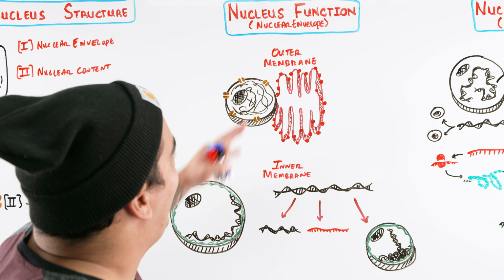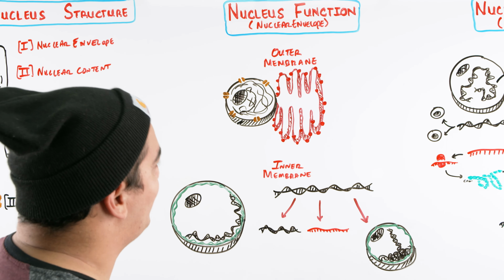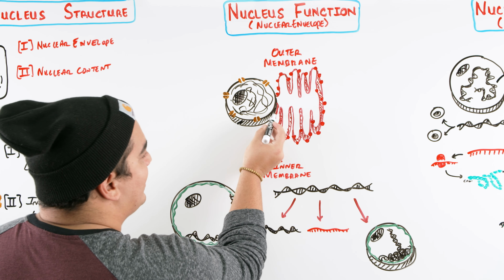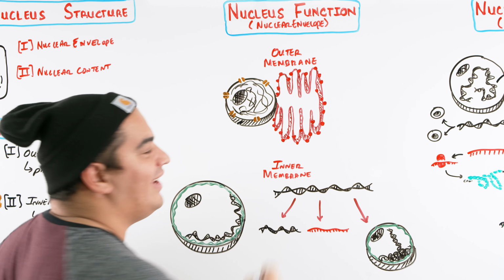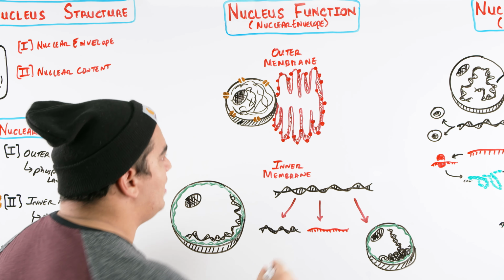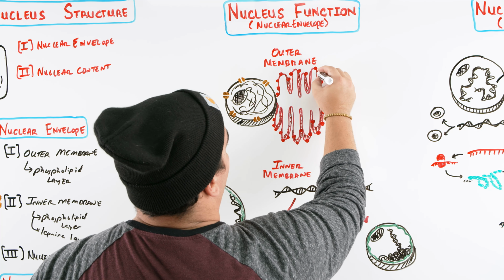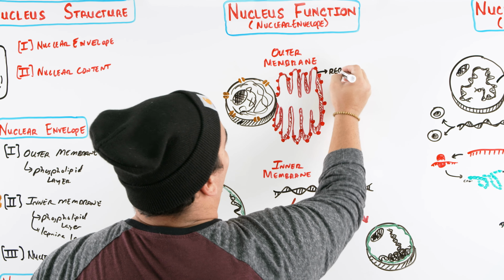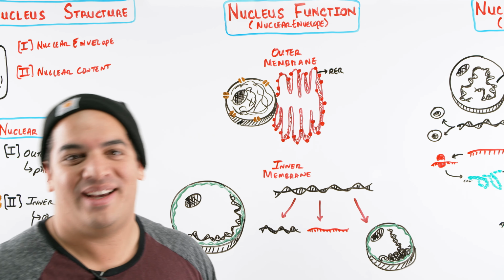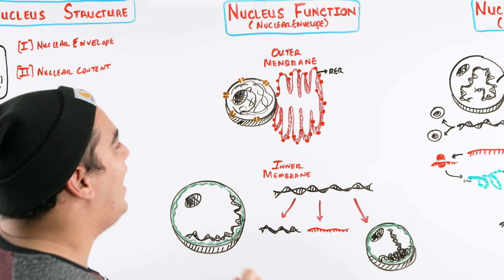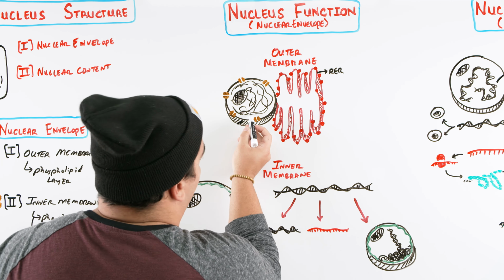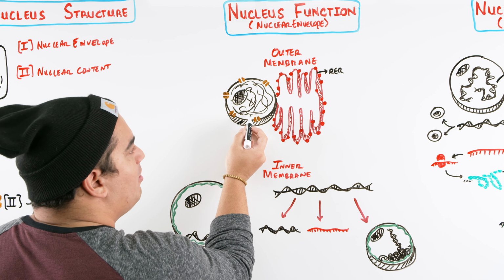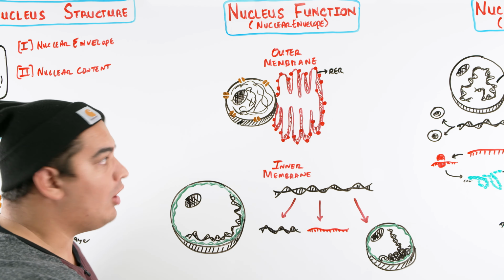Yes. The outer membrane is actually really cool because, as you can see here, it's contiguous with the endoplasmic reticulum. Very specifically, it's continuous with the rough endoplasmic reticulum. And I love this because it makes so much sense why it's continuous. So here is our chromatin. What you'll learn later is that chromatin is basically DNA, okay?